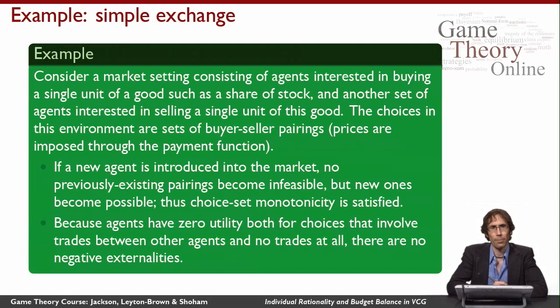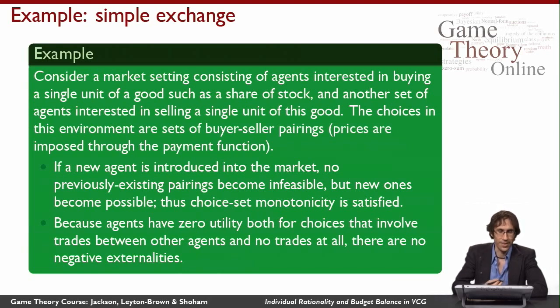Now, think about what happens if I add a new agent to the market. None of the pairings that worked when that agent wasn't present go away when I add a new person. They're all still possible to do because I can always just set that new person aside. But I can also have that new person participate in trades that weren't possible without that person there. And thus you can see here the choice set monotonicity is satisfied in a more interesting way, because new options become available when I add an agent, but no old options get ruled out.